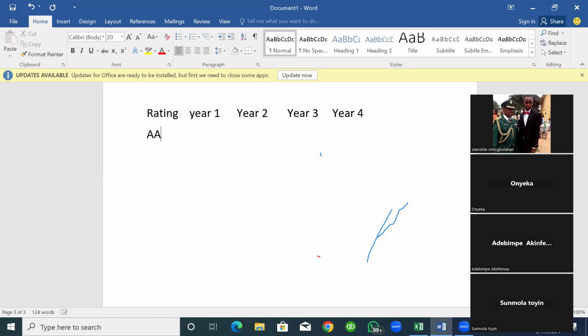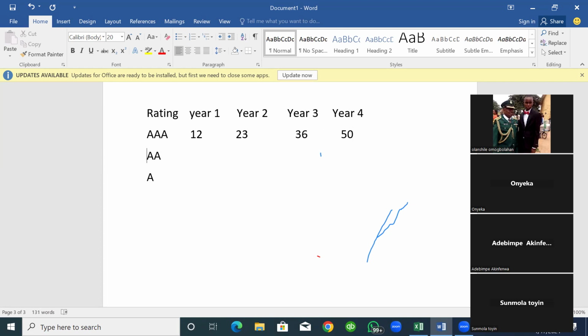Our first rating here is AAA. Second rating here is AA. Third rating is A. For AAA, credit spread for year 1 is 12, then 23, then 36, then 50.